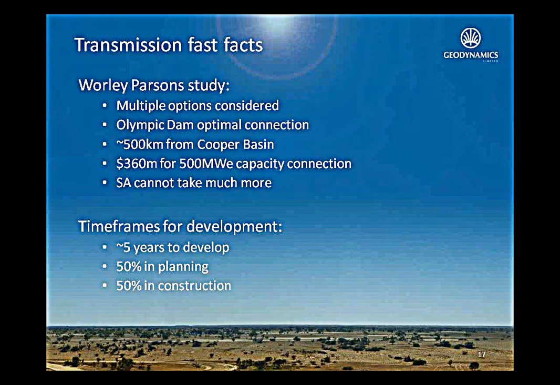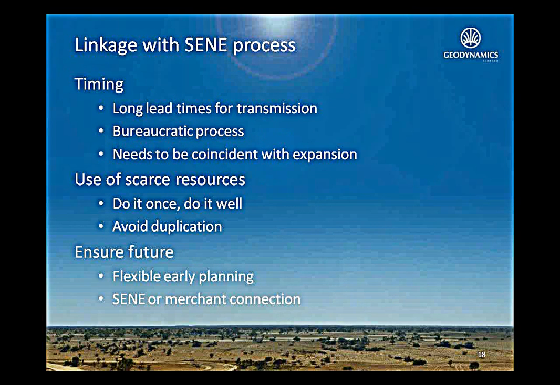So, a few facts on transmission. We had Wally Parsons do a study for us. I won't go into it in too much detail, but basically it takes 5 years to develop, half the time in planning, half the time in construction. So we need to start getting some planning work in place, not immediately, but in the next 12 to 18 months, to meet that development timeline. One of the things that we're cognisant of with this CINI process is that transmission has a long lead time. Anything to do with regulated transmission is very bureaucratic.